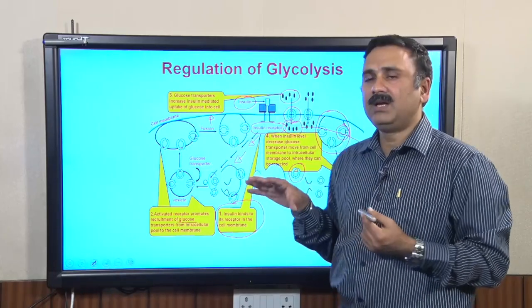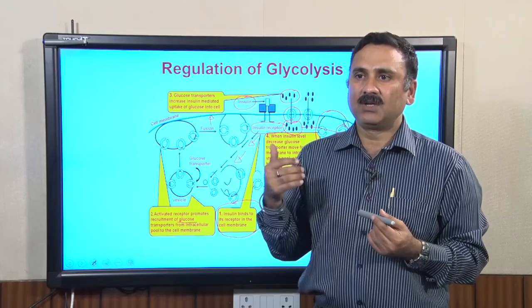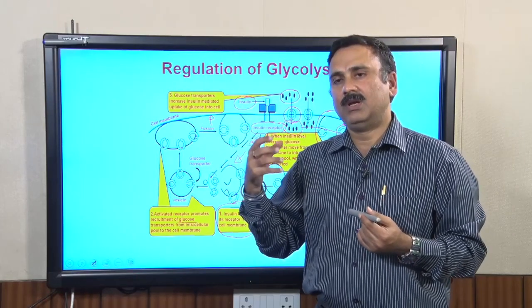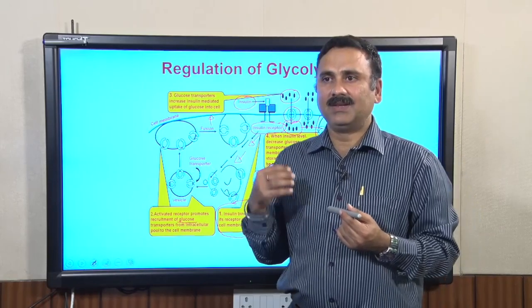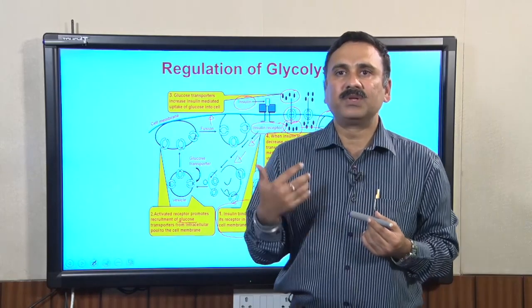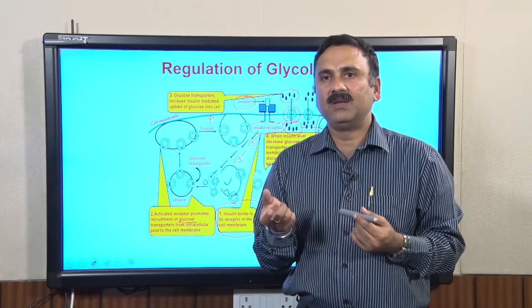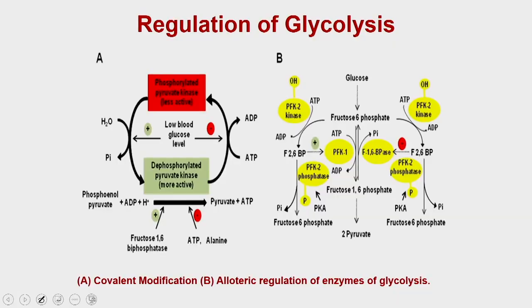Apart from this insulin mediated control, you also have control within the glycolysis reactions operating in the cell, and these regulations are mostly either by feedback mechanisms or by covalent modifications. So at the enzymatic level, you have two different types of regulation. One is called covalent modification and the other is called allosteric regulation. So let's discuss covalent modifications. In covalent modification, the example is pyruvate kinase.